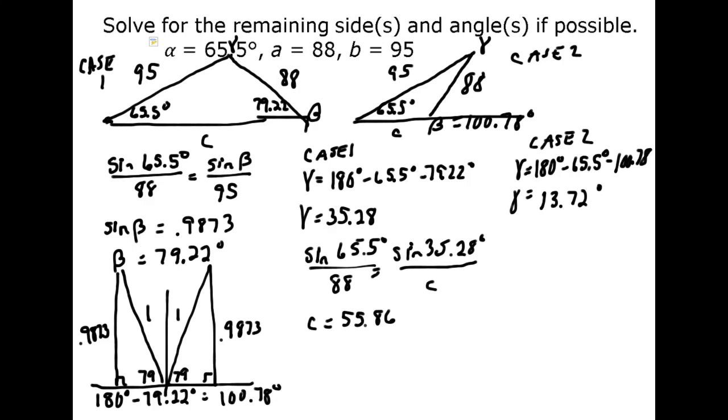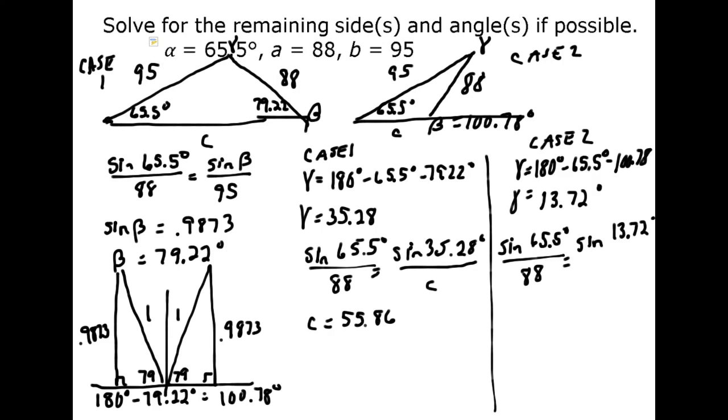And then we can do the law of sines for case 2 also. So we'd have sine of 65.5 degrees over 88 equals sine of 13.72 degrees for gamma this time over C. When you cross multiply and find C, you'll see that it's 22.93.